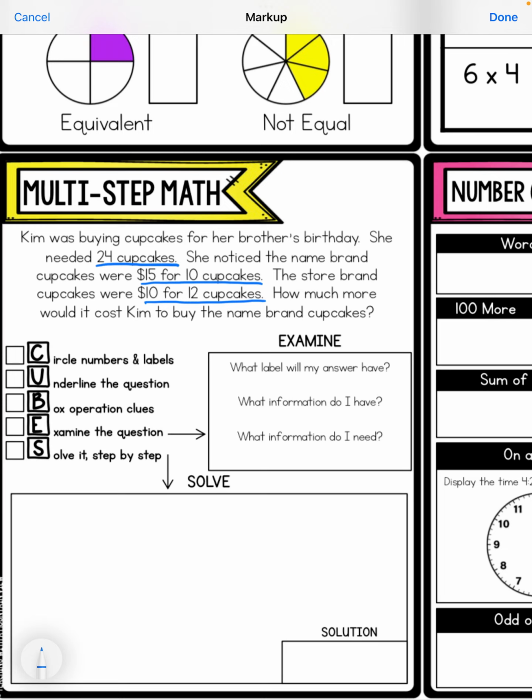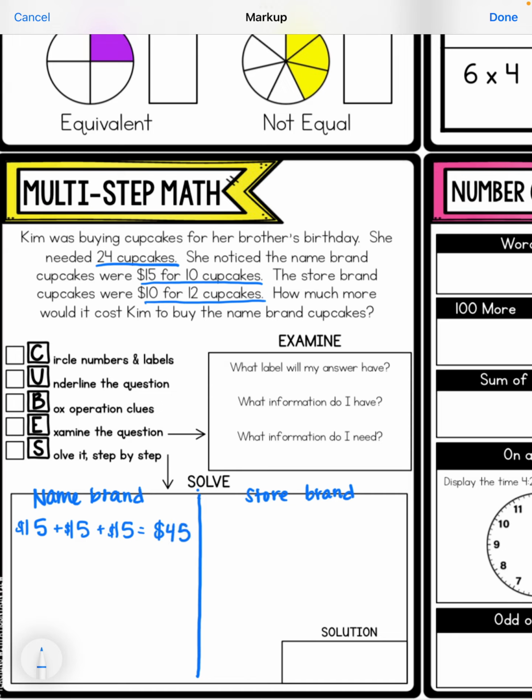So when I'm comparing two answers, I like to split my workspace in half. And I'm going to do name brand and then store brand. Because first, I just need to figure out how much it would cost me for each. So the name brand ones were $15 for 10 cupcakes. So that means I would have to buy 3 packs, because if I only bought 2, I would only have 20 cupcakes. So I'm going to do 15 plus 15 plus 15, because each one of them costs $15. And when I do that, I'm going to get $45.